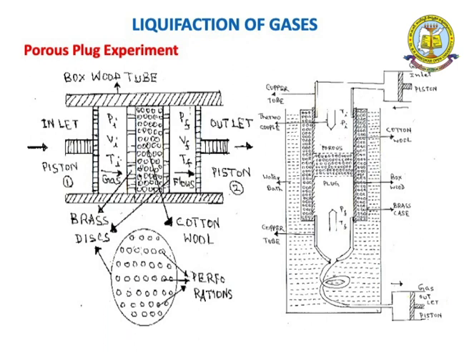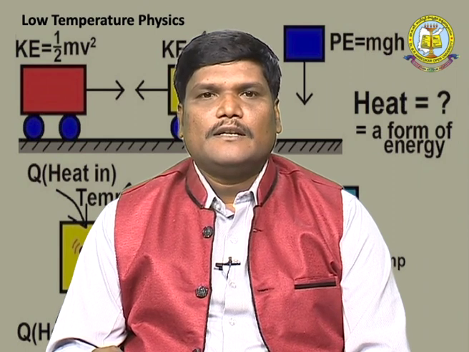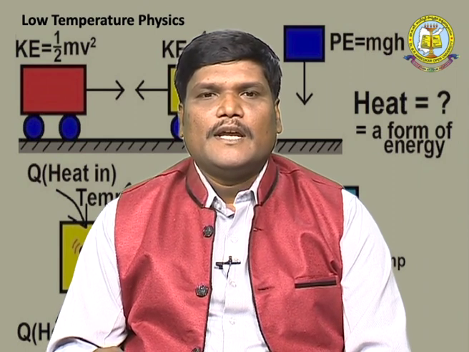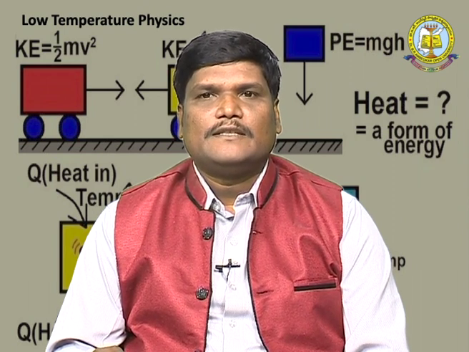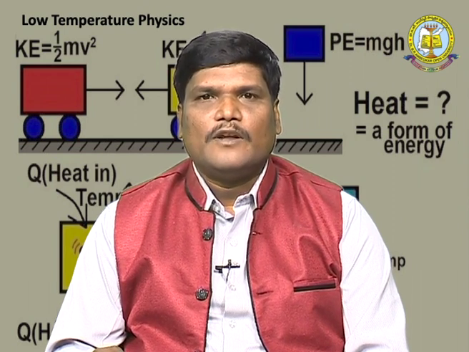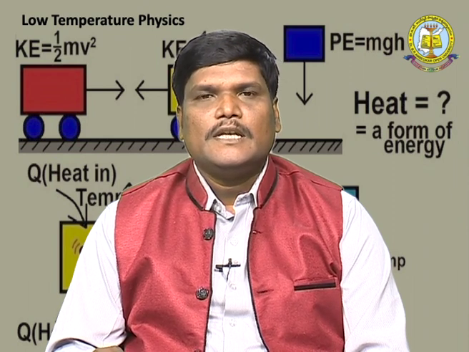So this is the Joule-Thomson experiment. You can call this process a throttling process. The gas which enters this region has initial pressure Pi, volume Vi and temperature Ti.